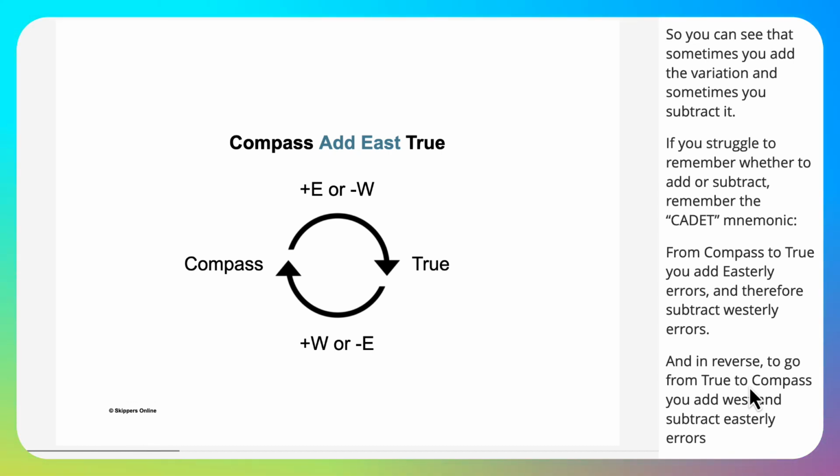If you struggle to remember whether to add or subtract, remember the cadet mnemonic. From compass to true, you add easterly errors, and therefore subtract westerly errors. And in reverse, to go from true to compass, you add west and subtract easterly errors.